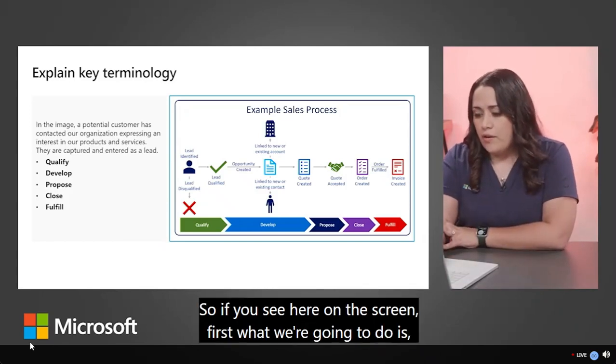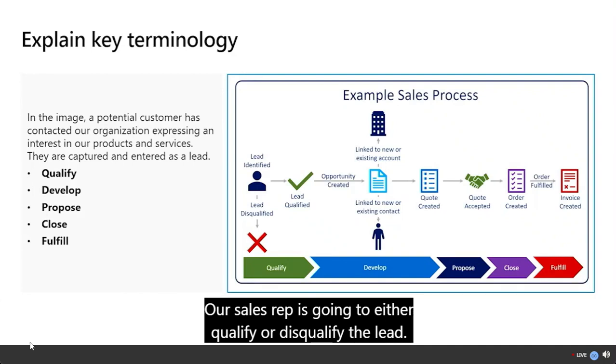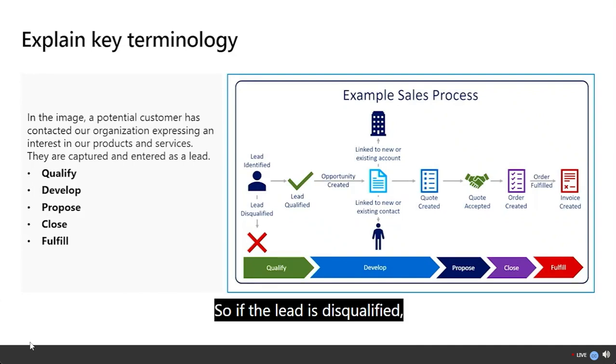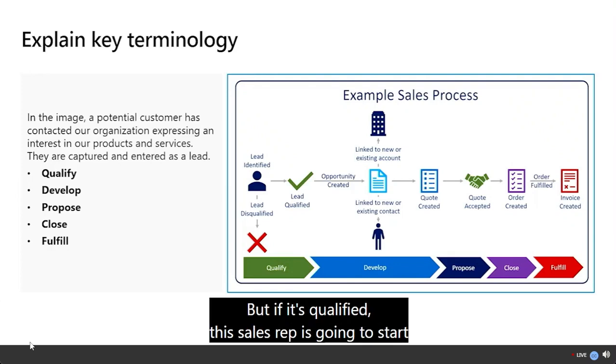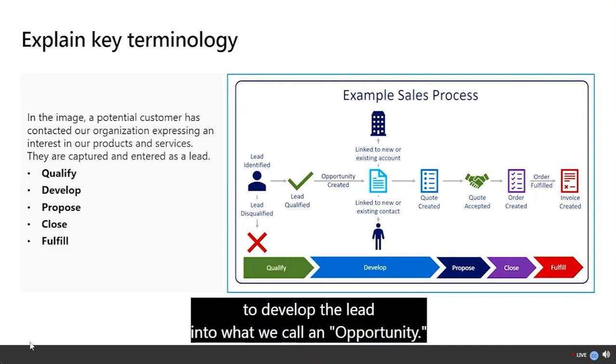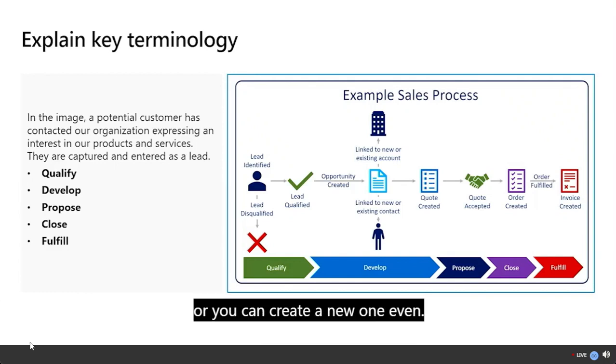So if you see here on the screen, first what we're going to do is start with a lead. Our sales rep is going to either qualify or disqualify the lead. If the lead is disqualified, the sales process stops right there. But if it's qualified, the sales rep is going to start to develop the lead into what we call an opportunity. The opportunity can be tied to an existing account or a contact, or you can create a new one even.